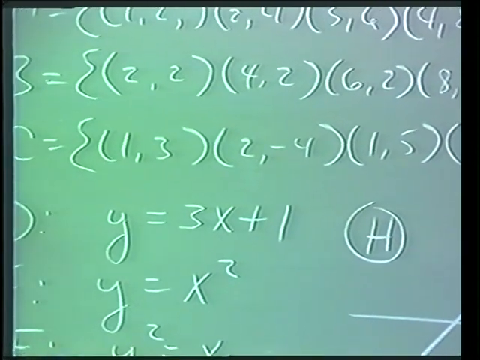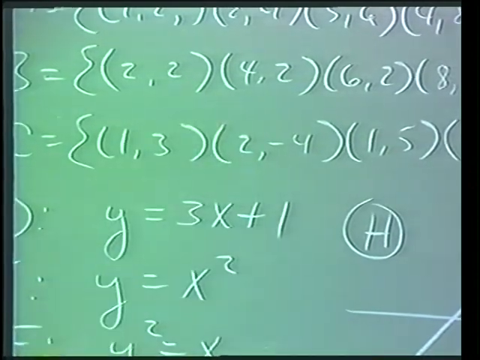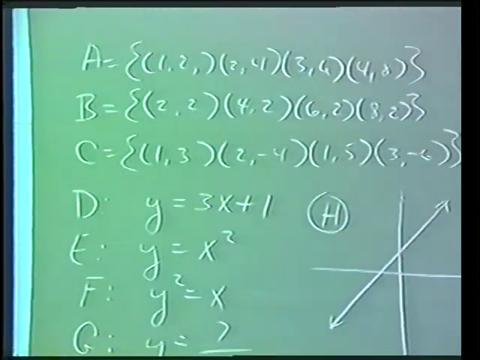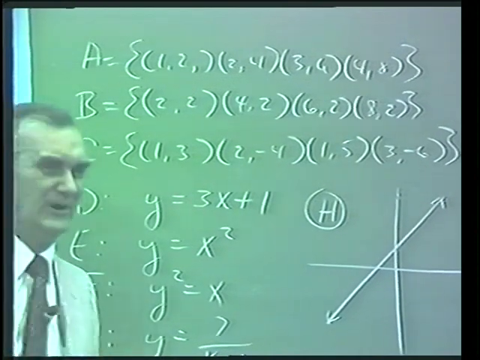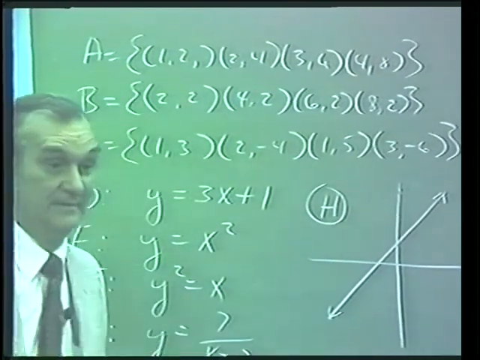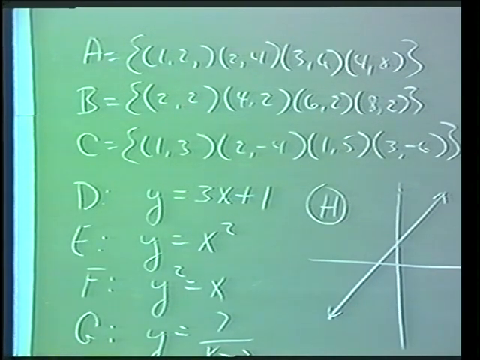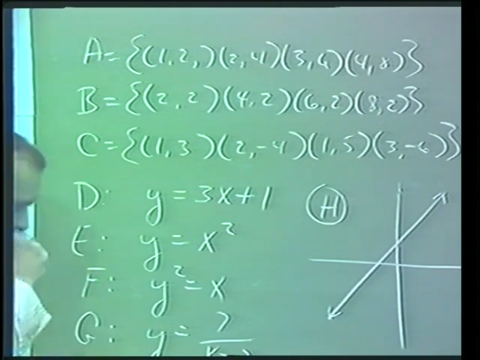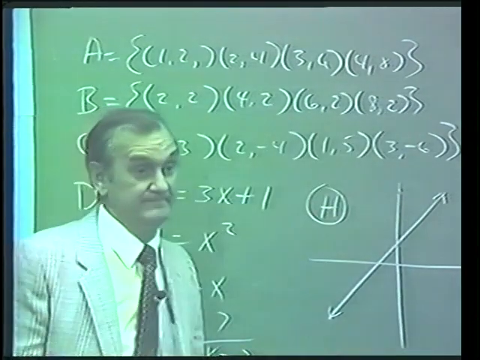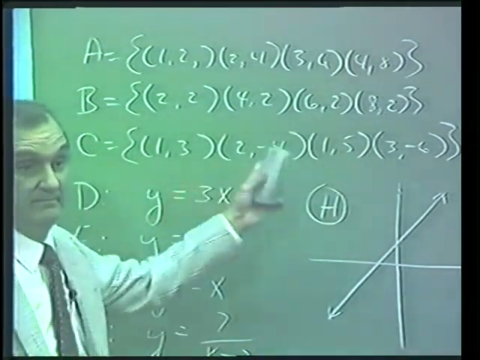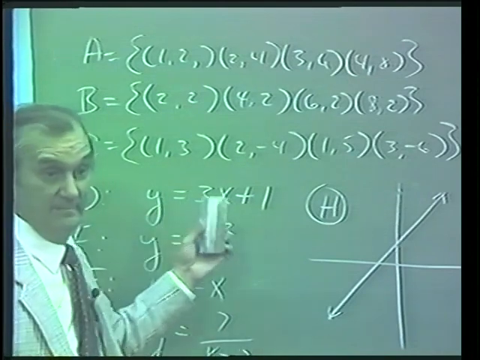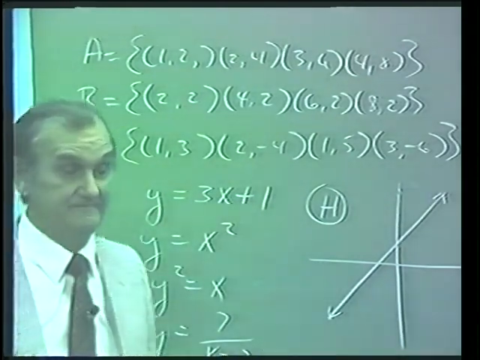Now, when your relation is in a set of ordered pair form, as A, B, and C are, how can you glance at it and determine if it's a function or not a function? How can you glance at these? Tony? See whether there's any duplications in your first order pair. Right. In order to be a function, all the x values must be different. Notice, A, they're all different. B, they're all different. C, they're not all different. C is not a function.